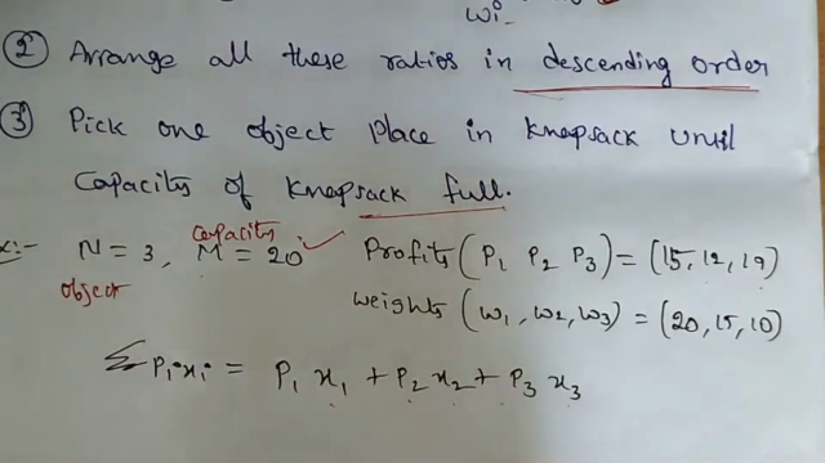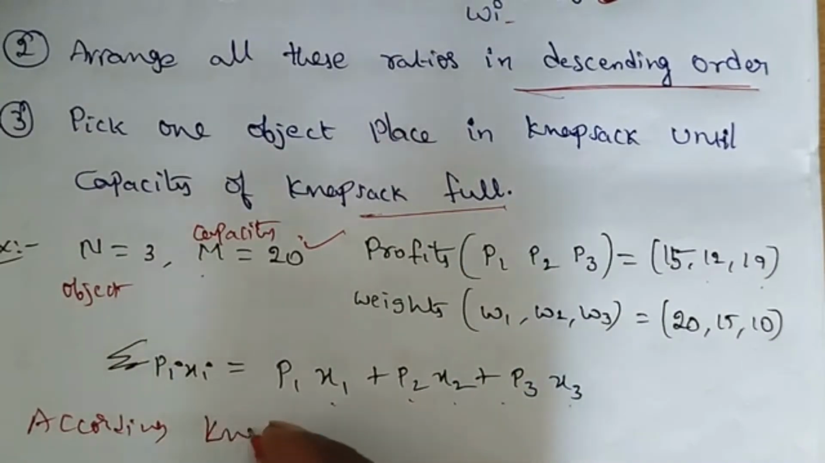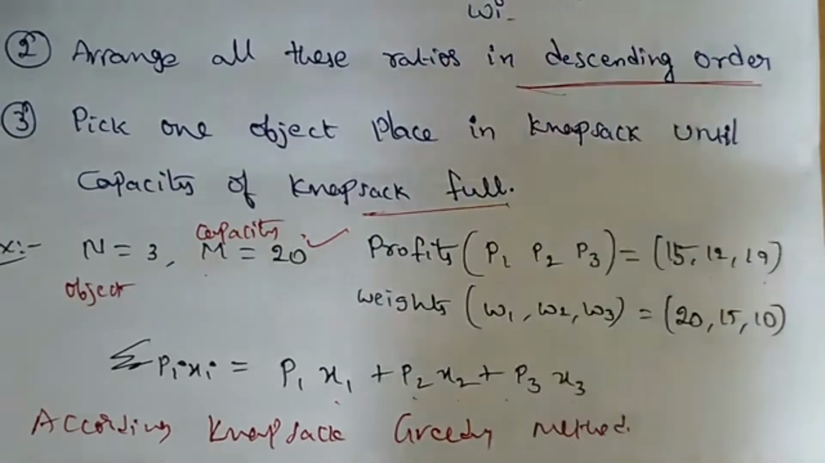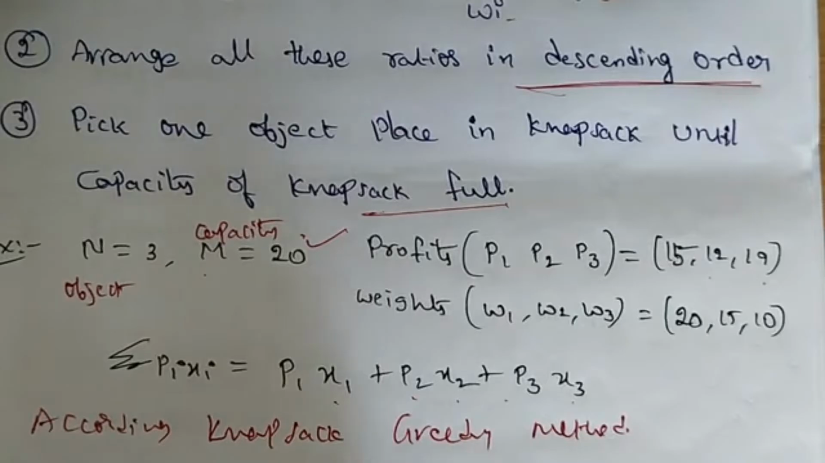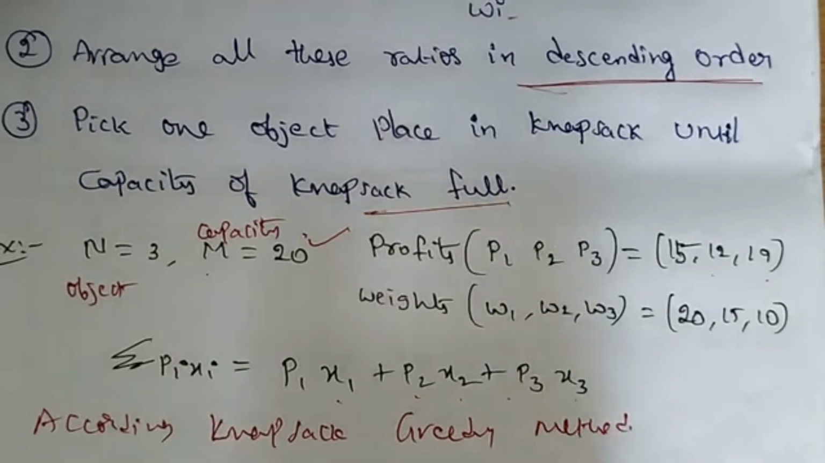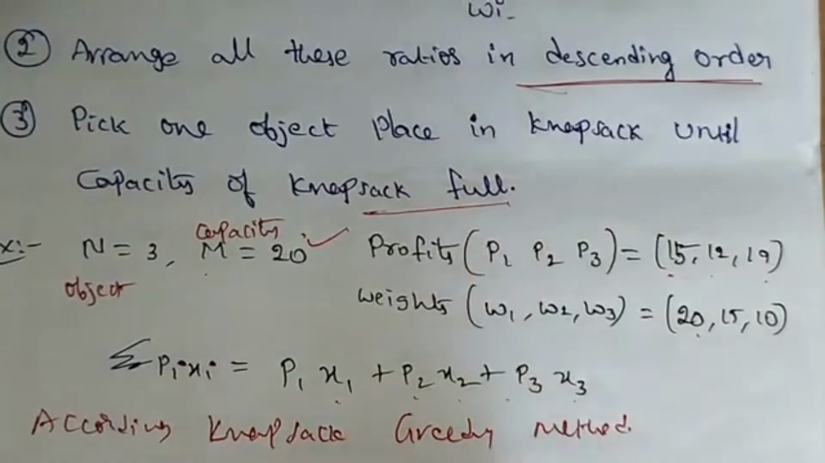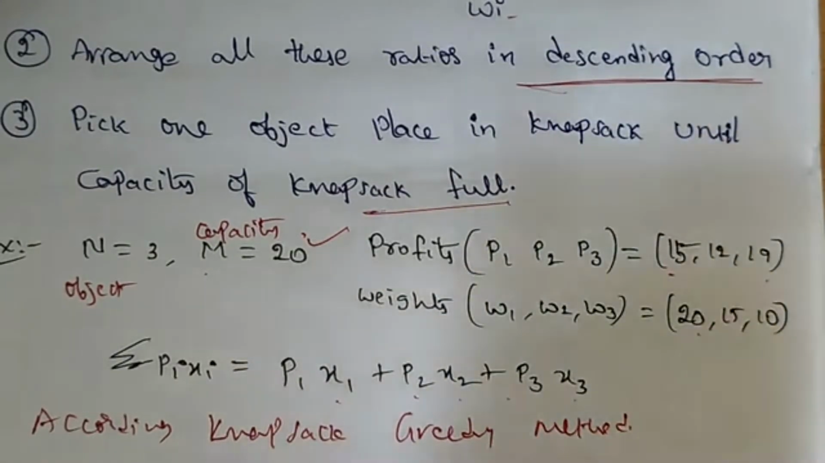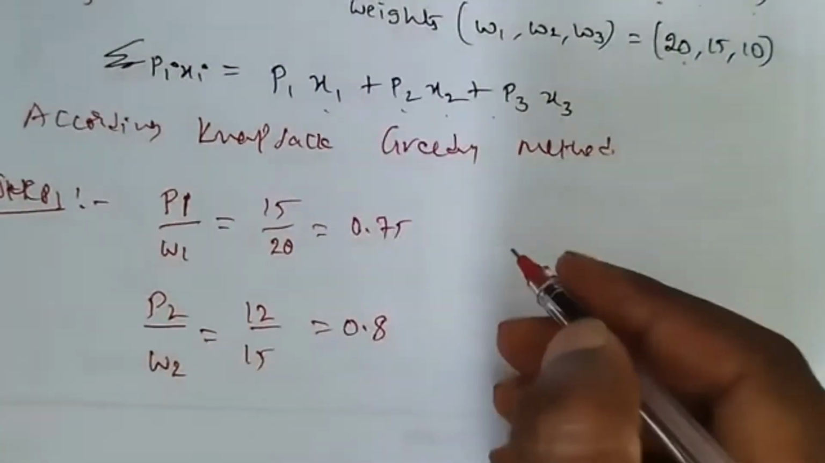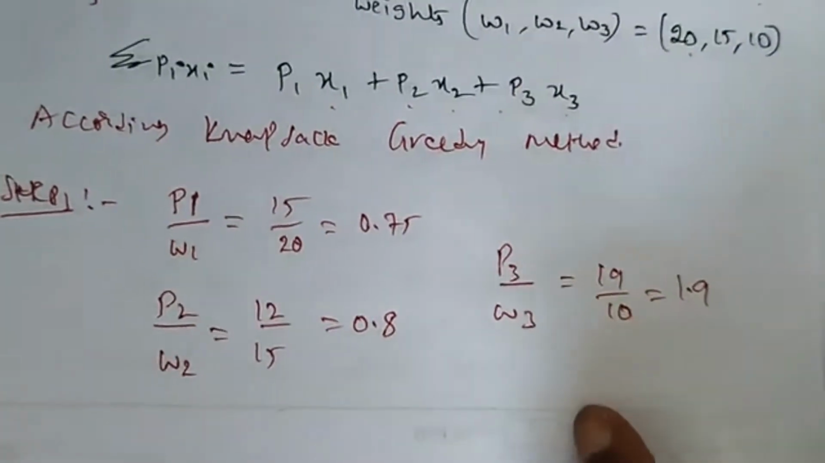According to the knapsack and greedy method, what is step 1? Calculate the pi by wi value. P1 by w1 equals 15 by 20, which is 0.75. And P2 by w2 equals 12 by 15, which is 0.8. And the third one, P3 by w3 equals 19 by 10, which is 1.9. This is the first step.